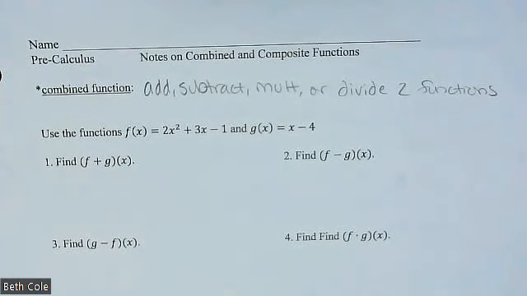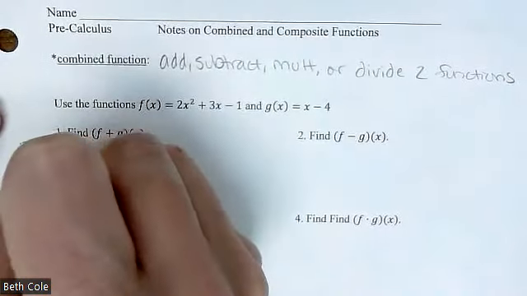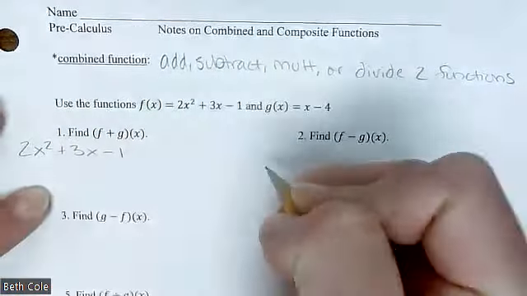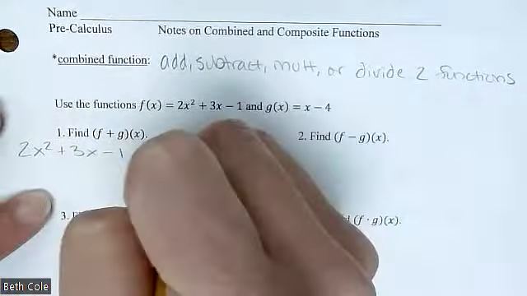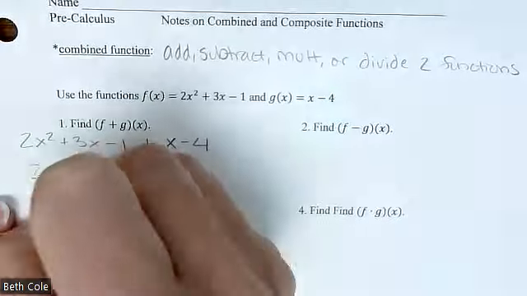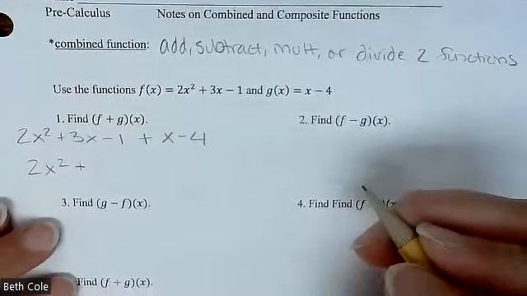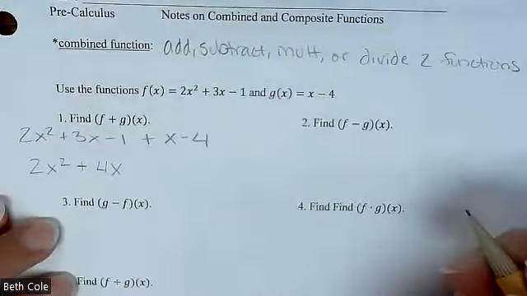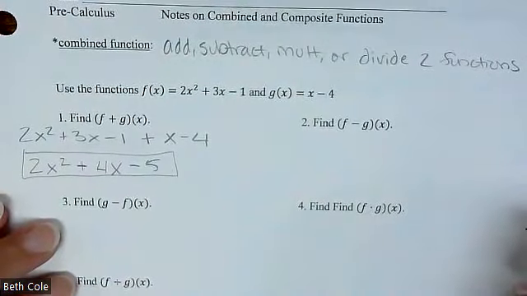So you're going to just take the first function, 2x squared plus 3x minus 1 plus, and then put the other function, x minus 4. To be honest, that's really the only quote unquote work that you can show. So if you mess something up in your head, at least show me that. And then you're going to put like terms together. So it'll be 2x squared plus what? 4x, good. And then minus 5. That's it. Yep. That's all you got to do.